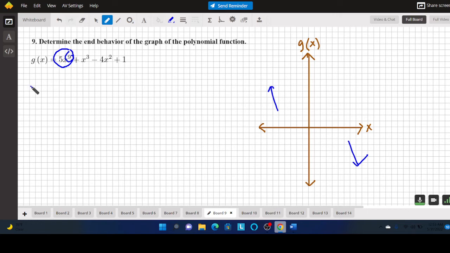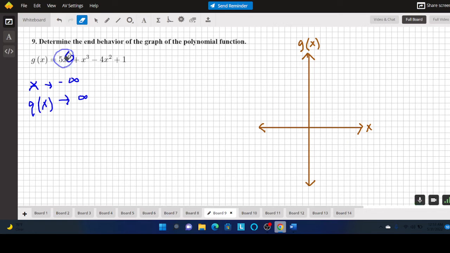All right, so as x approaches negative infinity, the function on the left is approaching infinity. Let's make a correction. The right end is going up whenever we have a positive. And I hope you caught that. That positive 5. Positive always means the right end goes up.